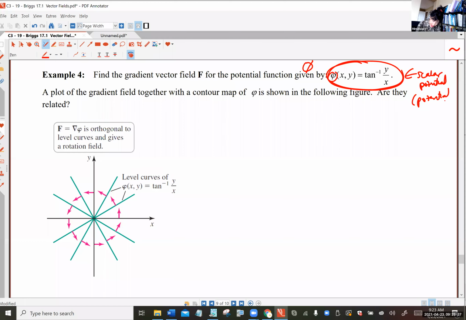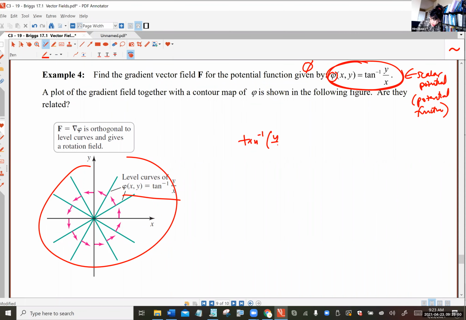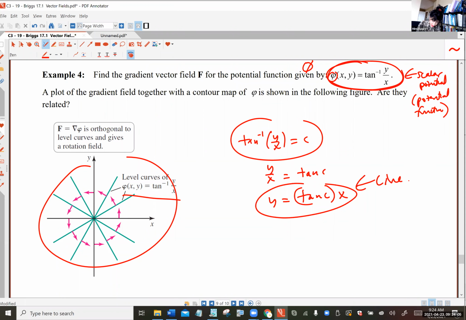That's your phi. And if you were to get the gradient for phi, you would get the vector field. Okay, so here's a picture of the level curves of phi. And how would you get these level curves? Well, you'd set phi equal to a constant. And if you graph this, you could take tangent of both sides and get lines that have the origin as an intercept. That's where you get all these lines. That's the level curves for the potential function.